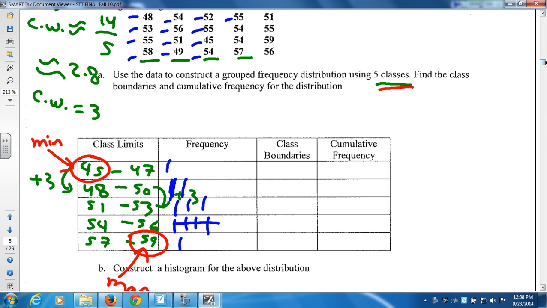And then 55 and 54, they will be here also. 55 and 54. And another 54. And then 57 will be here. And then 51 and 55, 51 will be here. And 55 will be also here. 59 and 56, 59 is here. And 56 is also here. That's it.